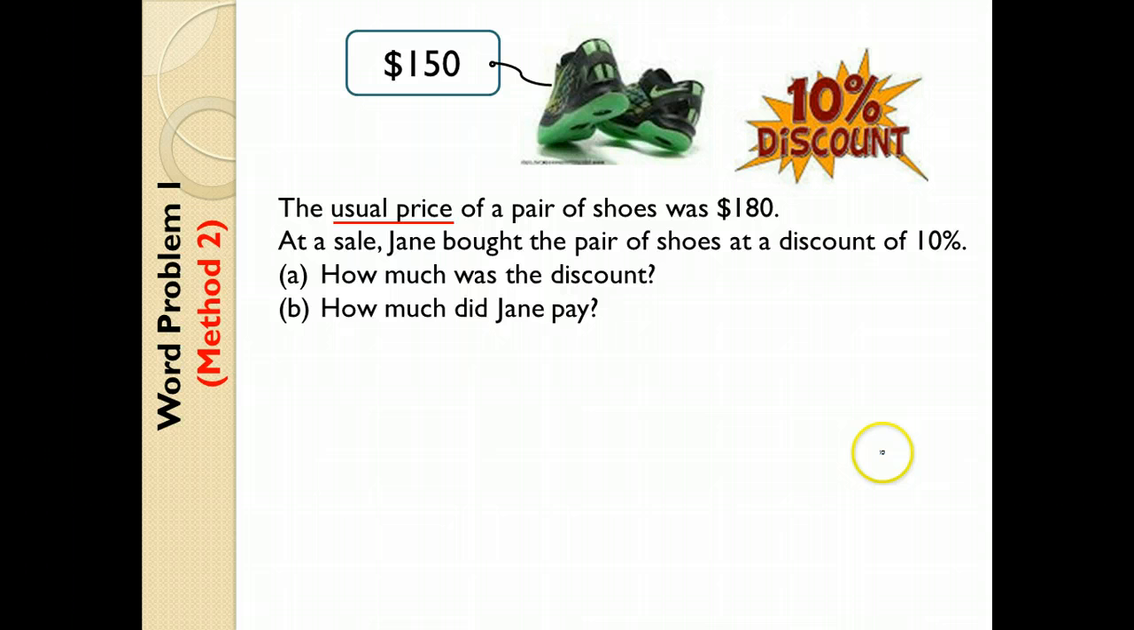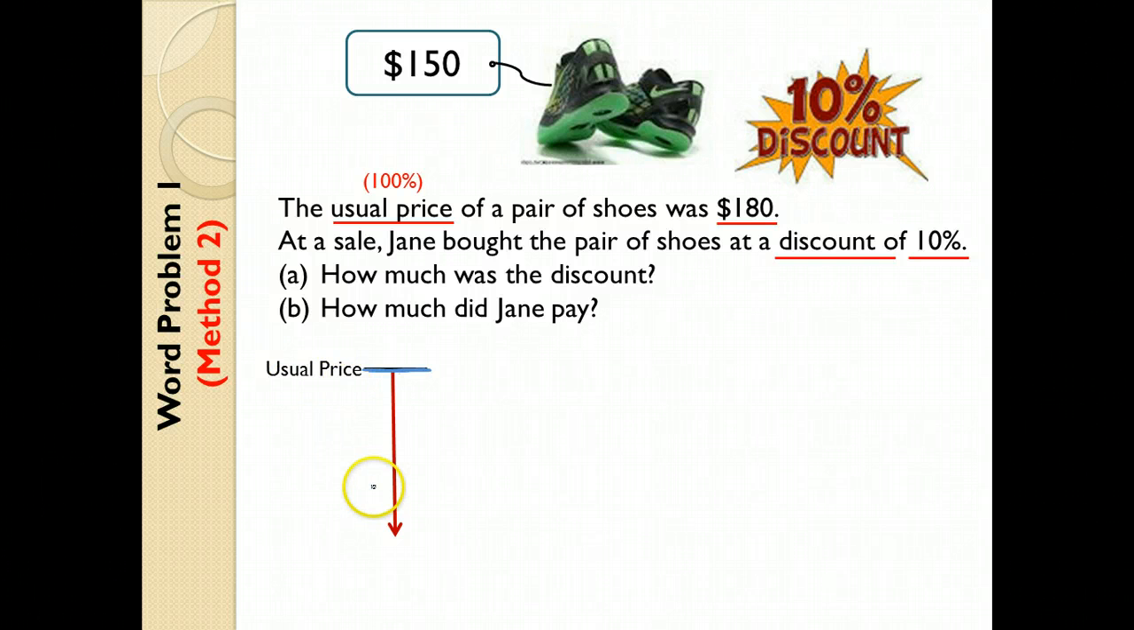Usual price $180, discount of 10%. So from here we know that the usual price is our 100%. When there is a discount, we draw an arrow down to show a discount. Why? Because at a discount we pay less. And we will start at this point. Where the arrows start, that is where we put our usual price. And we have the discount, and at the end, after the discount, we have the sale price or the amount paid.